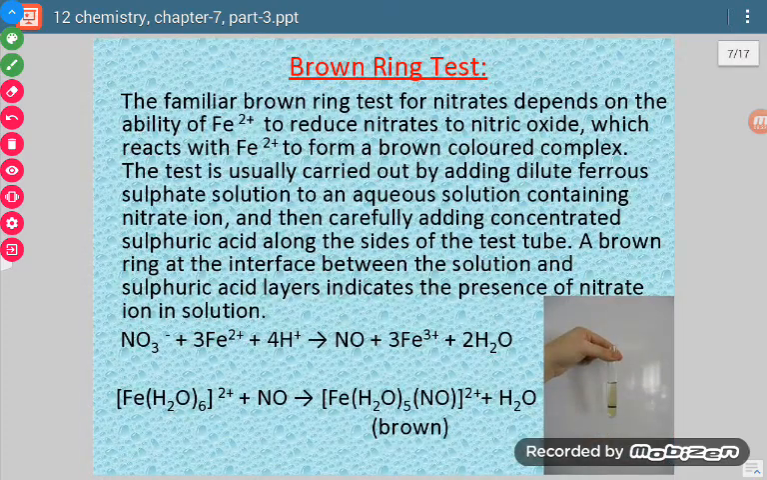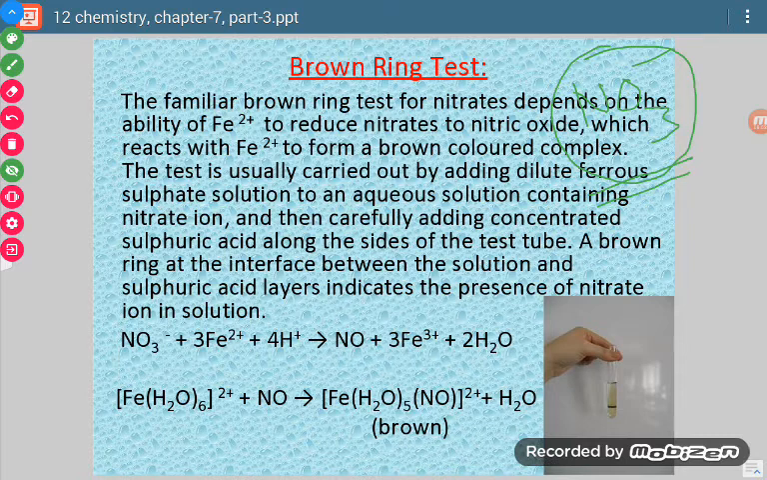Now there is a very important test which we are going to do in our practicals. This is called the brown ring test. This test is for checking whether there is presence of nitrate ion or not in the given salt. Whichever salt is given to us, if we want to check the presence of nitrate ion, then this test is done. Now how do we do it?